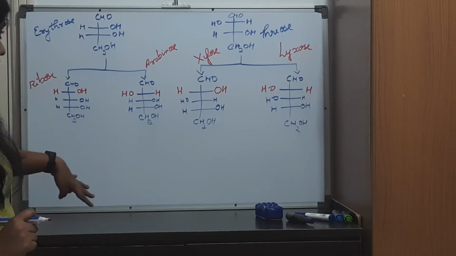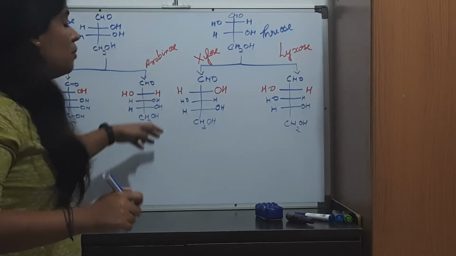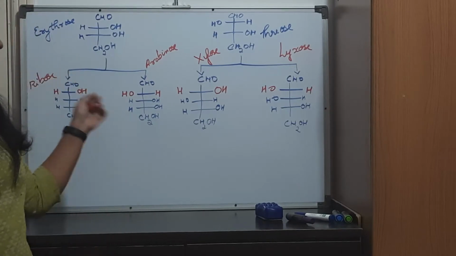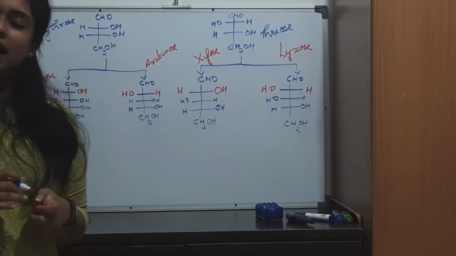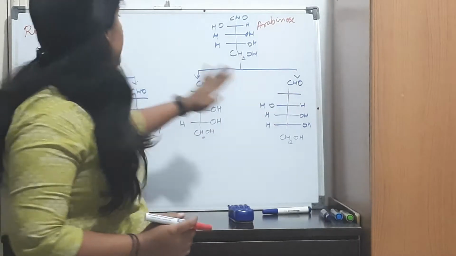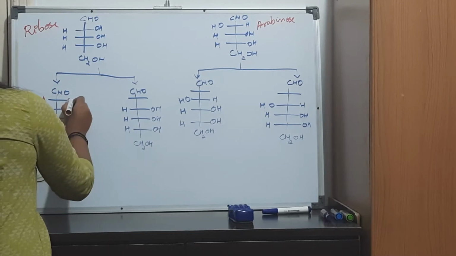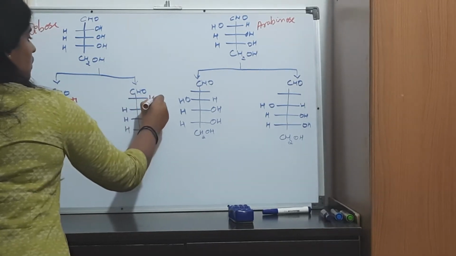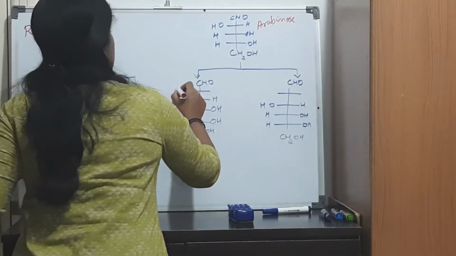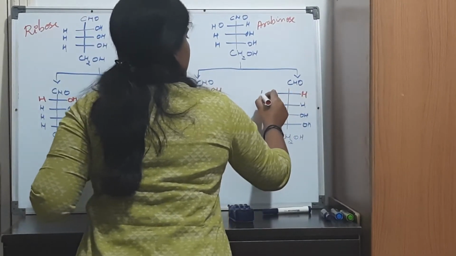From here, if we increase further, each of them will have 2 possibilities of aldohexose. Ribose will have 2 possibilities, arabinose will have 2 possibilities, and xylose and lyxose also will have 2 more possibilities each on increasing the carbon atoms. Ribose has 2 possibilities: H being on the left and OH on the right, or the reverse. Similarly, arabinose has 2 possibilities, H being on the left so OH will come on the right, and H being on the right and OH coming on the left.